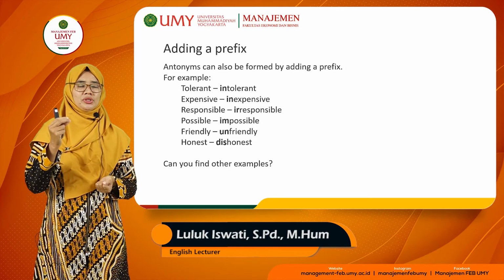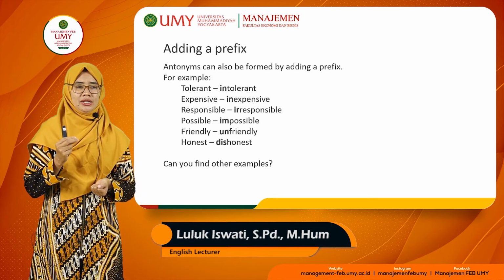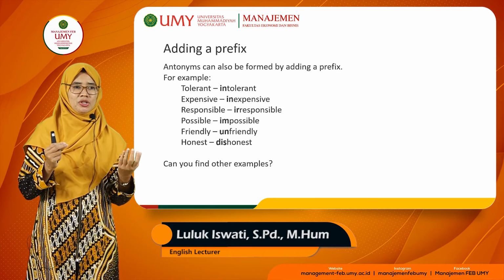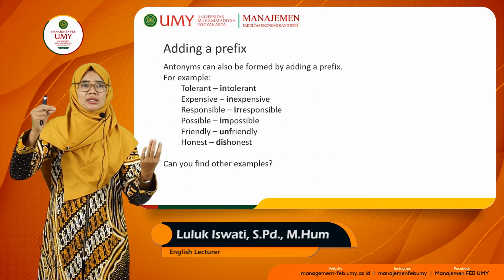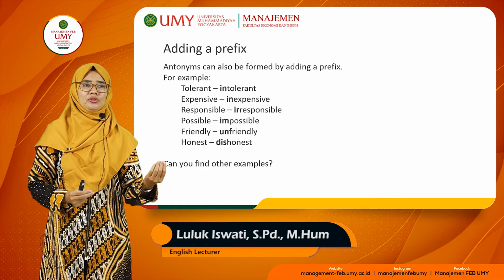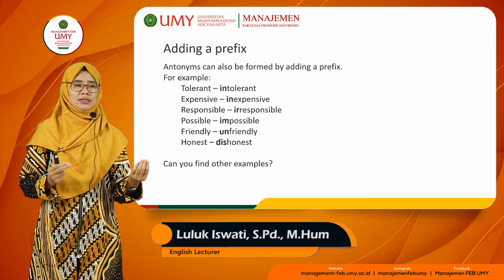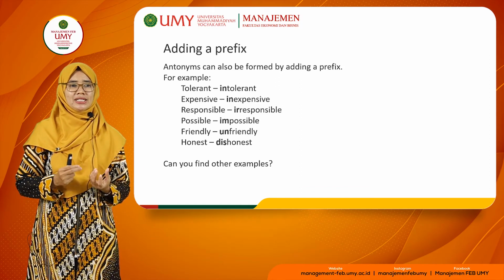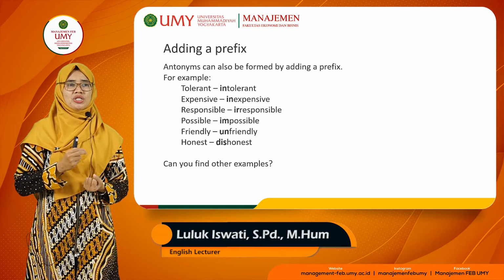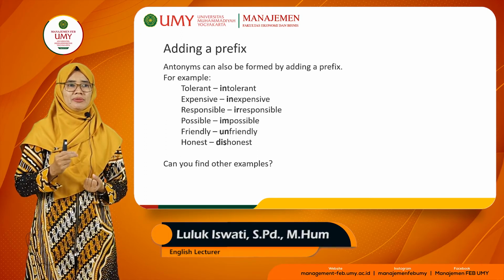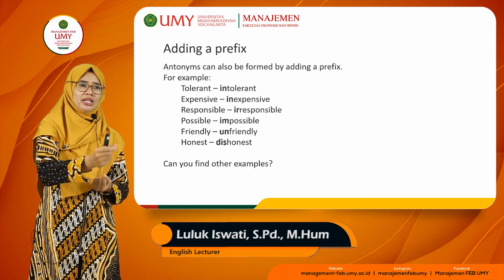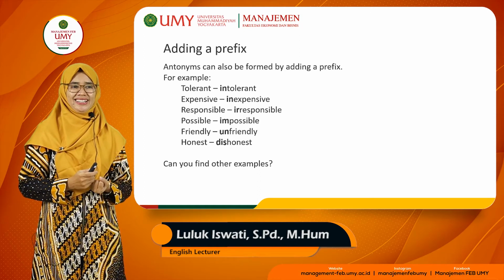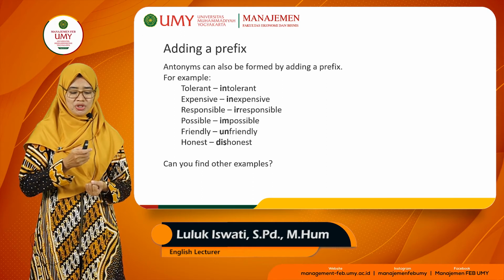Responsible, we can put the prefix ir to form a negative meaning, which is the antonym of the word responsible. So responsible, the antonym is irresponsible. Possible, the antonym is impossible. Friendly, the antonym is unfriendly. Honest, the antonym is dishonest. So we can use some prefixes to form an antonymous word: in, ir, im, un, and dis. Can you find other examples? Yes, I'm sure you can.